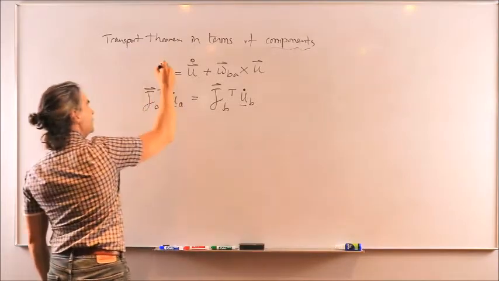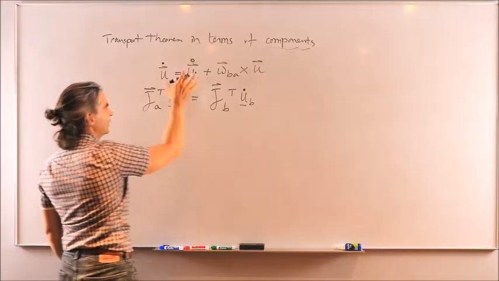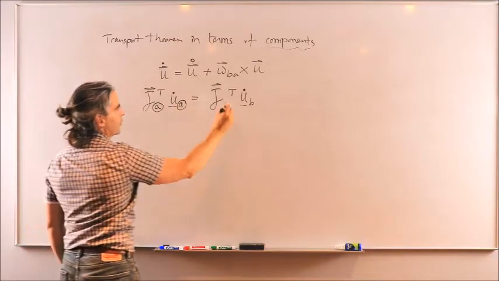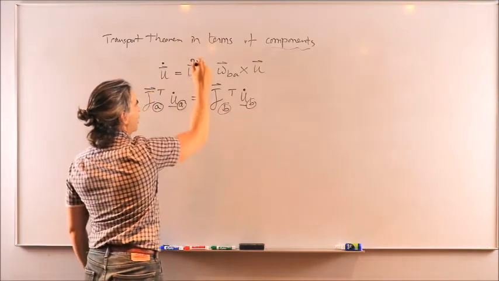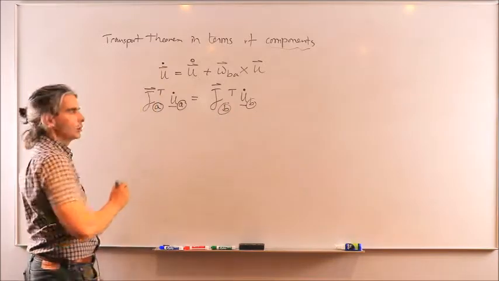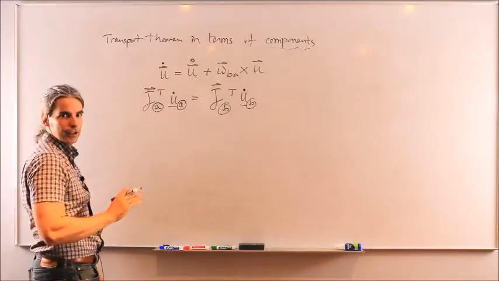In other words, solid dot versus hollow dot only gives us an indication: do we use reference frame A or reference frame B? Hollow dot, non-inertial, boom, reference frame B. Solid dot, inertial, boom, reference frame A. That's all it means, okay?